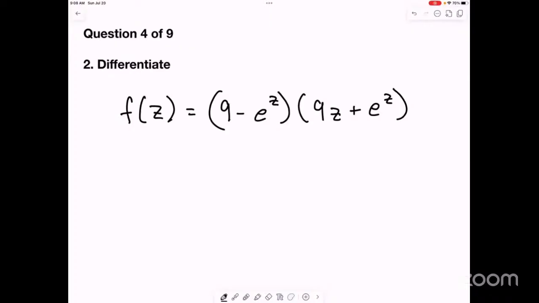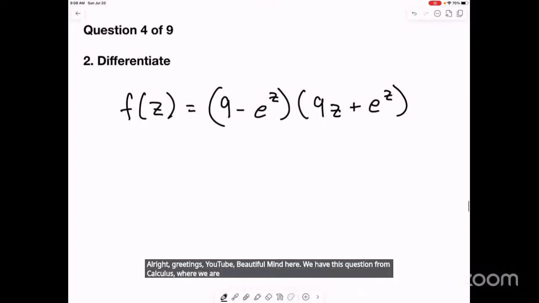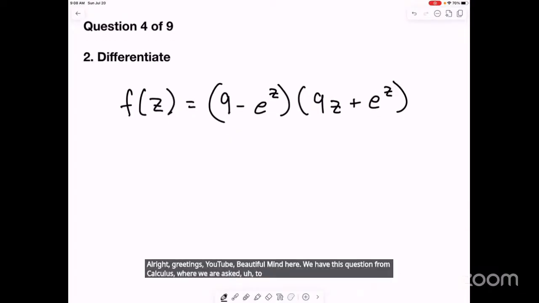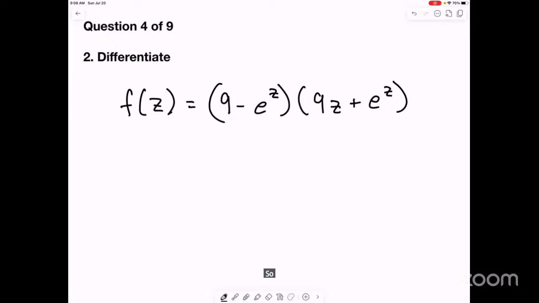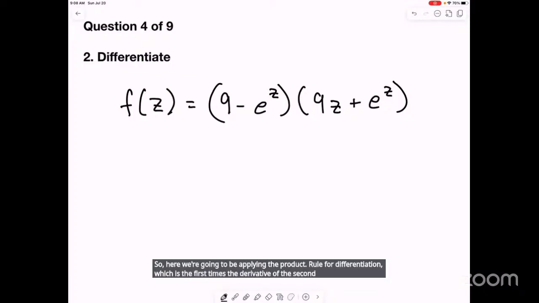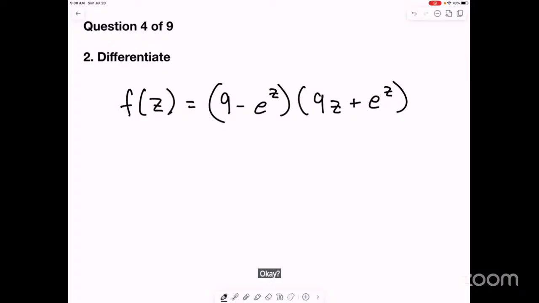All right, greetings YouTube, beautiful mind here. We have this question from calculus where we are asked to differentiate. So here we're going to be applying the product rule for differentiation, which is the first times the derivative of the second plus the second times the derivative of the first. Right? Okay, so that's what we're going to apply.